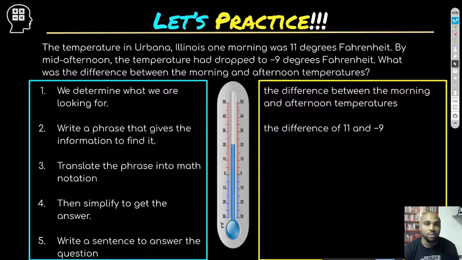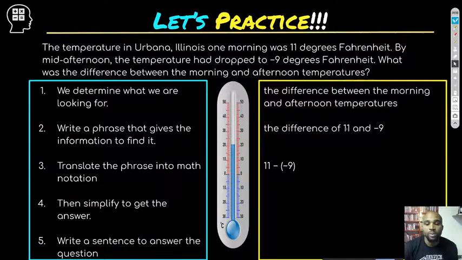As I go through these steps, just keep in mind, you may know how to do this already, and you can do this in your head or intuitively, so don't feel locked in to go through step by step. But this is a great template to use if you're starting out and just getting used to it. Translate this into a math notation. So the difference of 11 and negative 9 would be 11 take away negative 9. So we can understand what the difference is between those two.